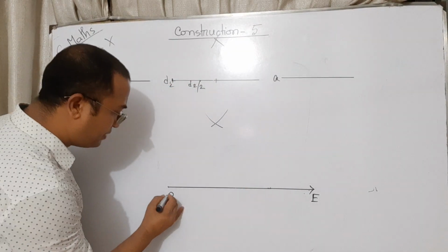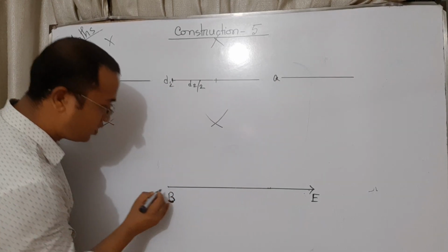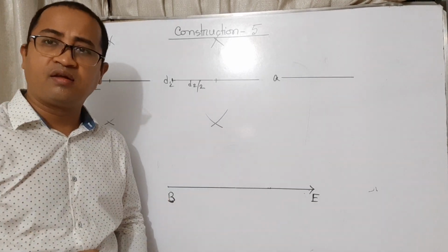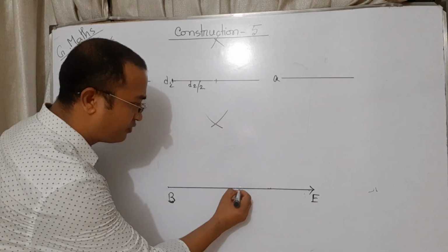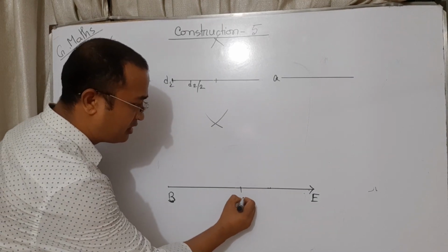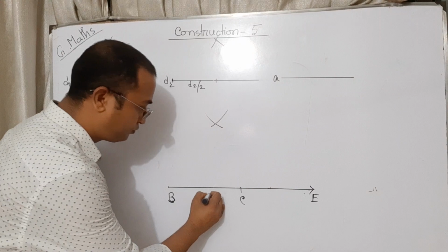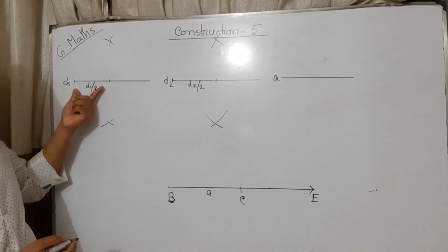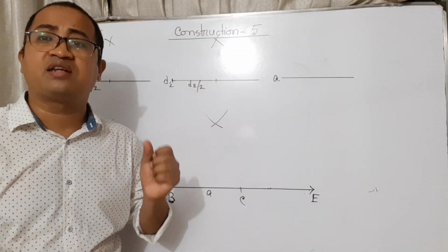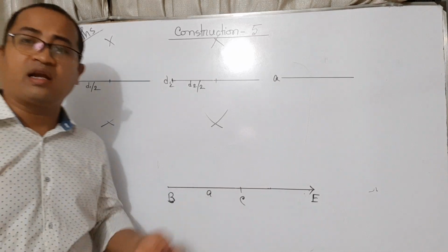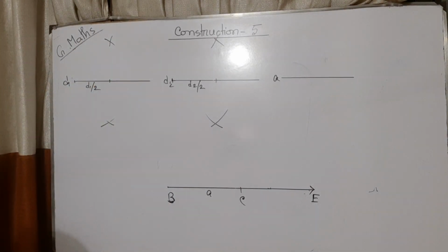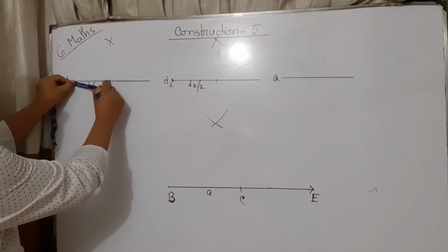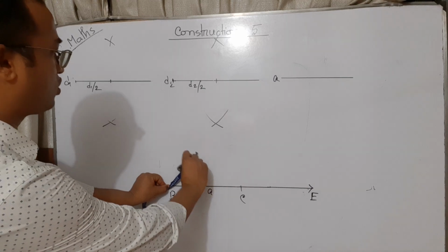Now from any ray BE, we take BC equal to the given side. This is BC. Now with center B, with half of D1, that is diagonal 1, we will draw an arc. Look, half of D1, with center B, we will draw an arc.